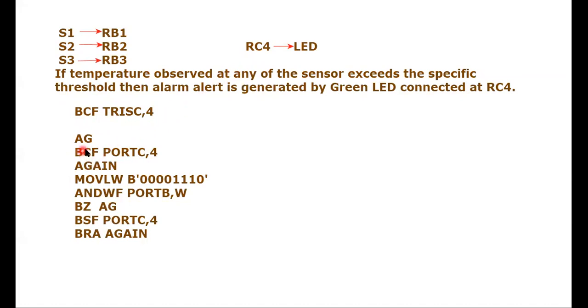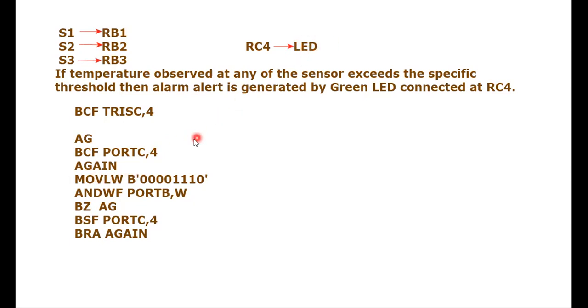Then this AG is a label, so we will just ignore it. Then what we are doing, BCF PORTC,4. That means we are sending 0 to PORTC,4 or RC4. That means we are clearing this pin RC4, or we are turning off this LED.